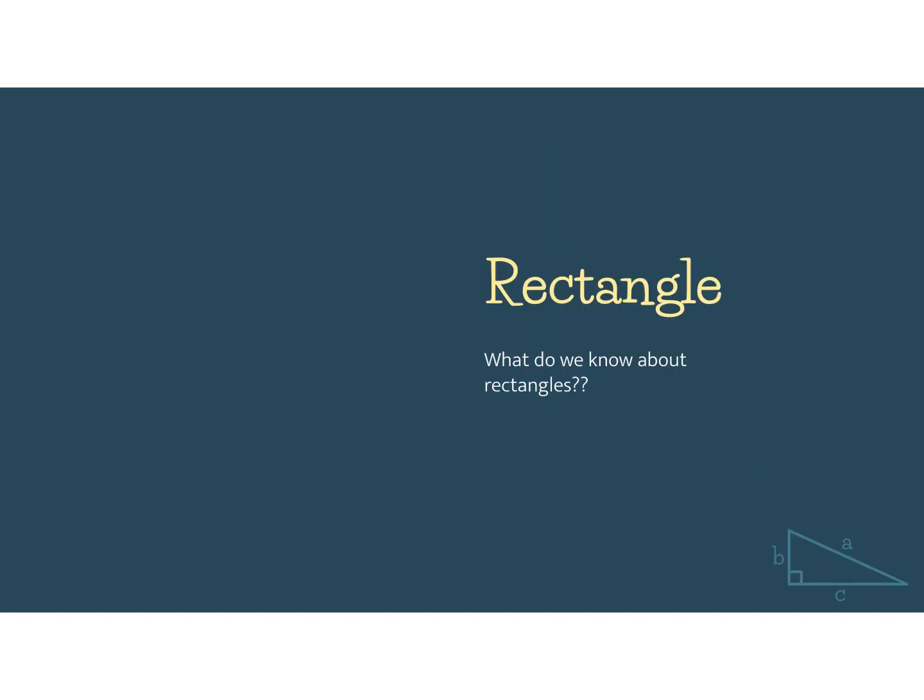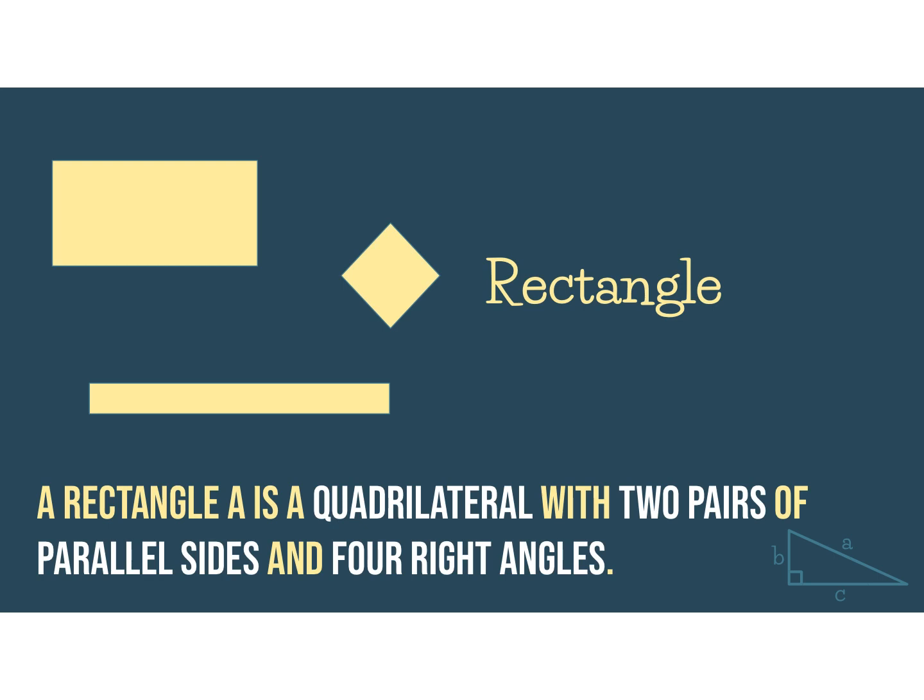All right, so what do we know about rectangles? A rectangle is a quadrilateral, which means a 4-sided shape, with 2 pairs of parallel sides, and they have to have 4 right angles. If you remember, a right angle is a 90-degree angle. That's where all the corners look like a perfect corner of your screen, or like the corner of your book or the corner of a doorway.